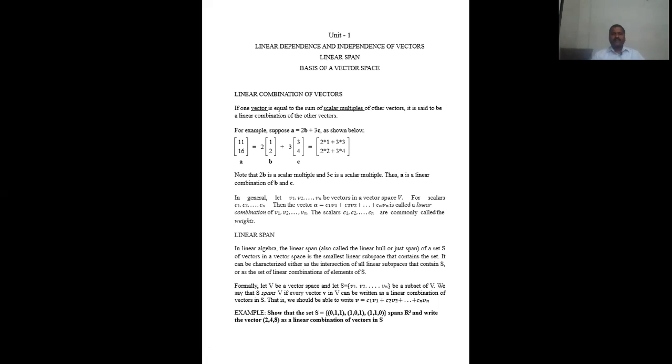Suppose you are given a bunch of vectors, say x1, x2, and so on, xn, or v1, v2, vn, that's the standard representation. Some combination of these vectors, say 2v1 plus 4v2 minus 6v3 and so on, or some other combination. That combination we call the linear combination of these bunch of vectors.